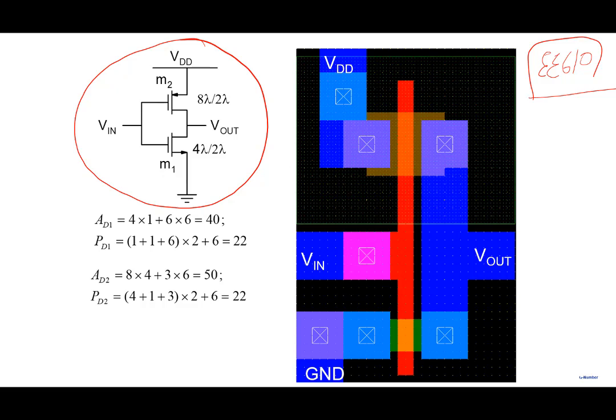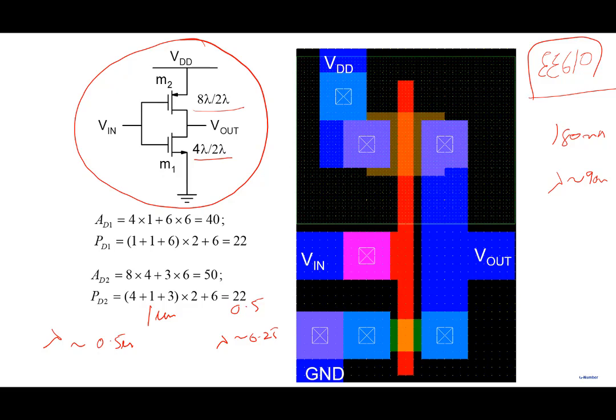Now I have drawn this in certain units called lambda, 4 lambda by 2 lambda, and I've written 8 lambda by 2 lambda. Lambda is a very simple way of taking into account which technology you are working with. If I'm working with 1 micron technology, lambda is approximately 0.5 micron. If I'm working with 0.5 micron technology, lambda is 0.25. If I'm working with 180 nanometer technology, lambda is approximately 90 nanometer.